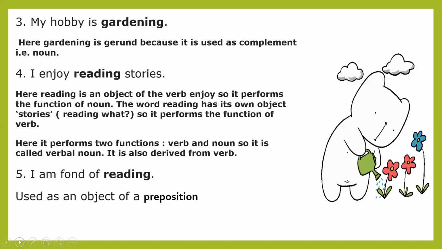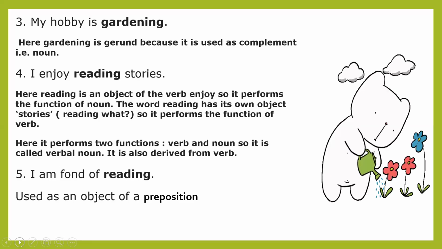Next example: my hobby is gardening. Gardening is a gerund because it is used as a complement. That is a noun. That is the third use of gerund. The fourth example is: I enjoy reading stories. Reading is an object of the verb enjoy, so it performs the function of a noun.